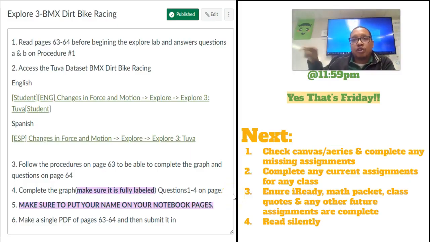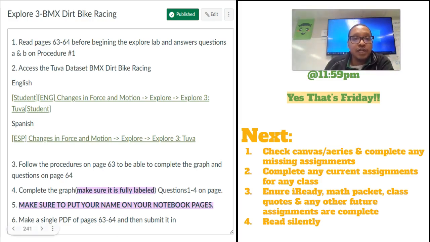All right. So we're going to start on Explore number 3, BMX dirt bike racing. I'll show the pages in just a minute. It is on pages number 63 and 64. If we look through the instructions, we have to read pages 63 through 64 at the beginning, and answer questions A and B on procedure number 1. That's the first thing we have to do.